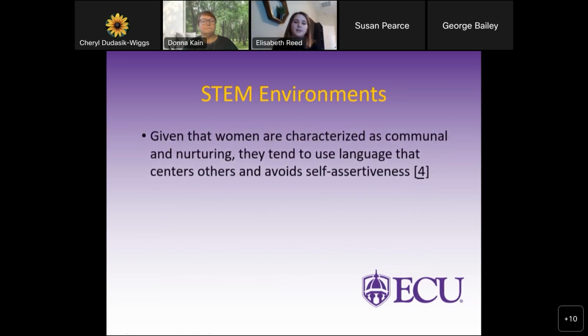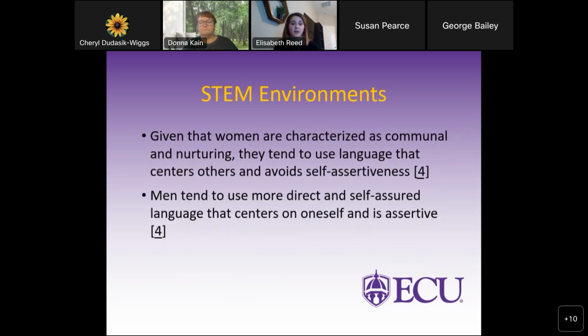Now, in writing, women are generally characterized as being more communal and nurturing in nature. And it's been found that in writing, they tend to use language like we or together, whereas men tend to be more agentic. So being more direct or self-assured, they might use words like I or independently.